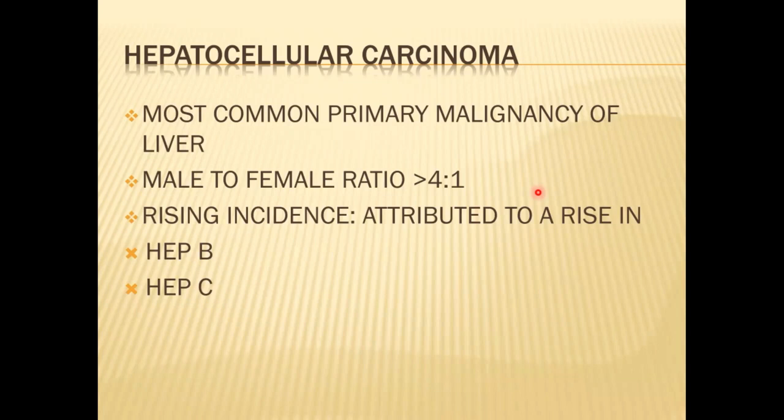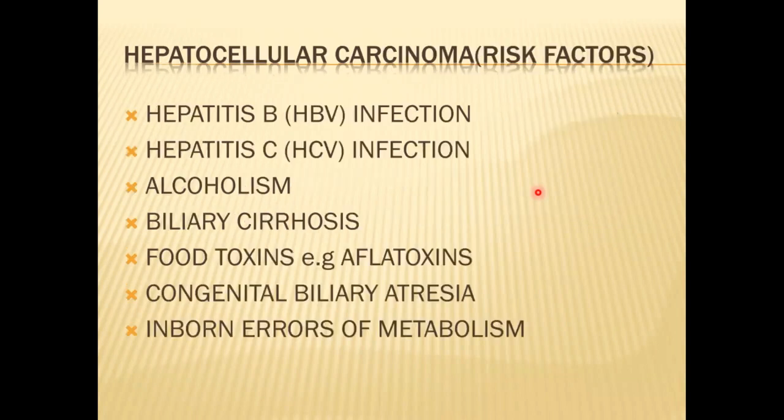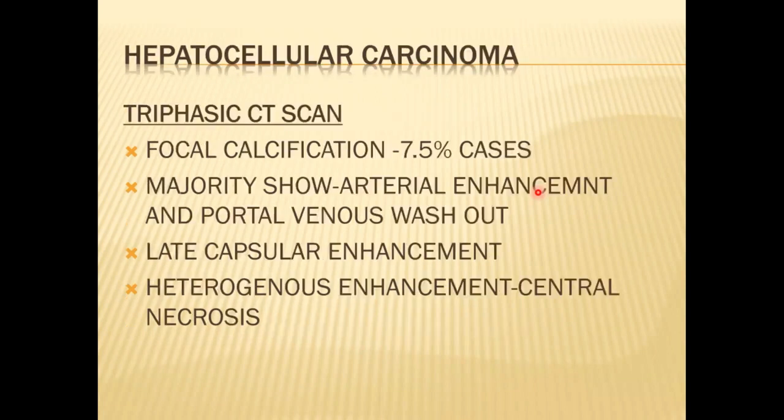Male to female ratio is 4:1. This is rising in incidence, attributed to a rise in hepatitis B and C. The risk factors for hepatocellular carcinoma are hepatitis B infection, hepatitis C infection, alcoholism, biliary cirrhosis, food toxins like aflatoxins, congenital biliary atresia, and inborn errors of metabolism.